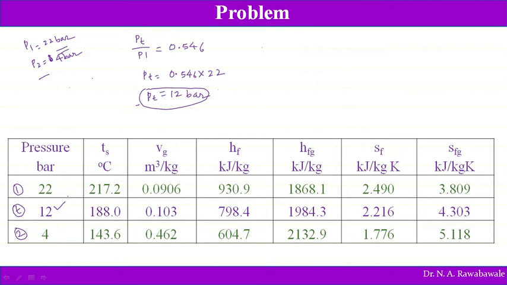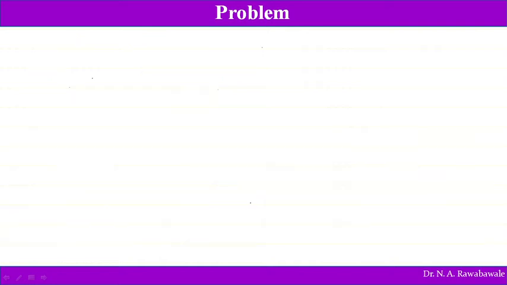If we multiply 22 into 0.546, we get 12.012, which is approximately equal to 12, because we can get the information at 12 bar from the steam table. Therefore we are approximating it to 12 bar. So this data is taken from the steam table. Already you know how to collect this data from the steam table. Now let us start with the solution of this problem.